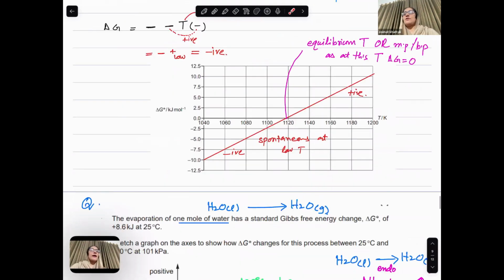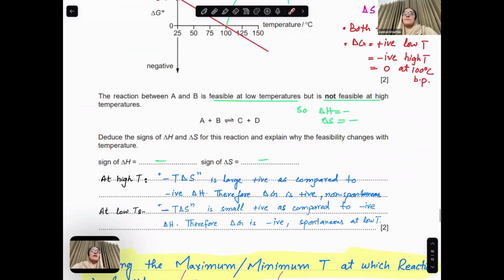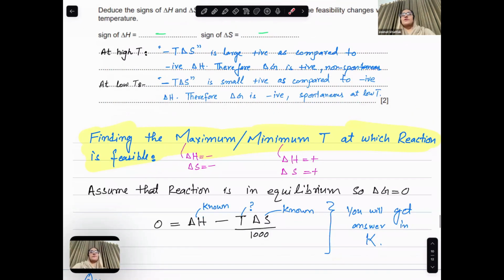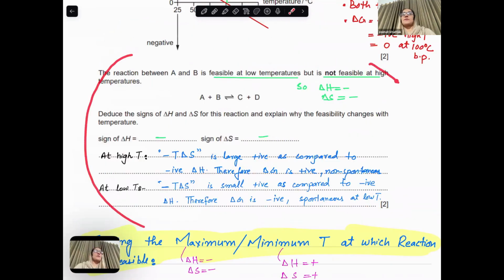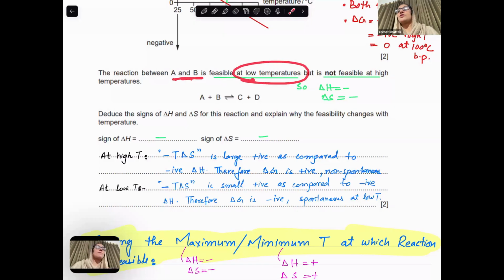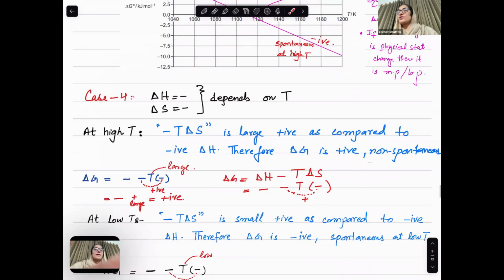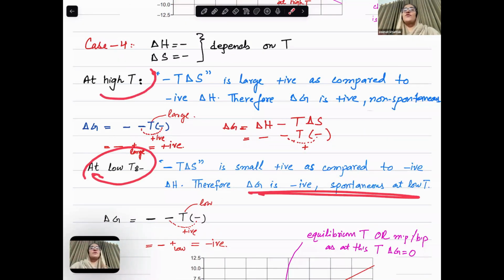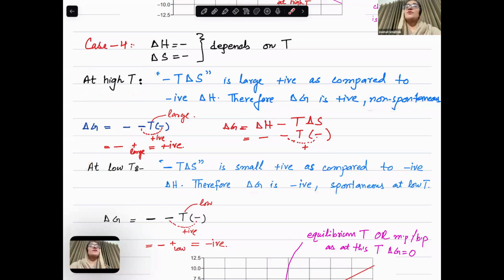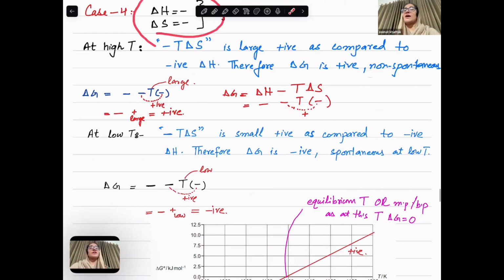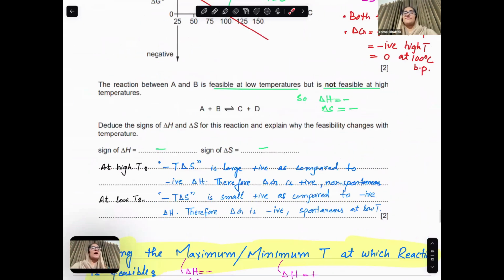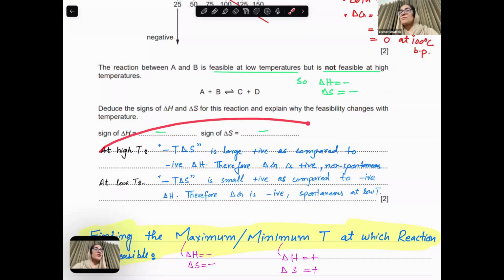And this one is opposite. We also did this situation, this question, which is from past papers. The reaction between A and B is feasible at low temperature, not feasible at high temperature. Feasible at low temperature, not feasible at high temperature, shows that both delta H and delta S are negative. And now you're supposed to explain it this way.